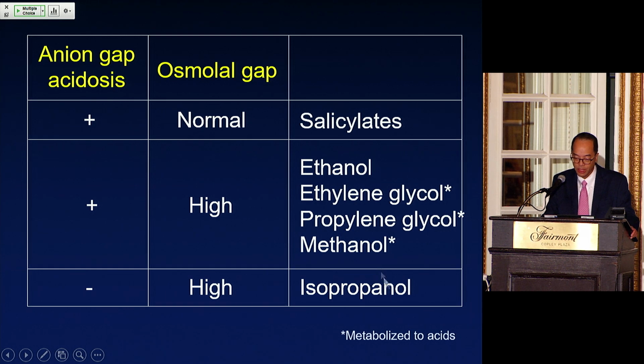And then these have to be differentiated from isopropanol poisoning, which is relatively benign. It's also a small alcohol, and so it raises your osmolar gap, but it's not metabolized to an acid, so it does not cause an anion gap acidosis.